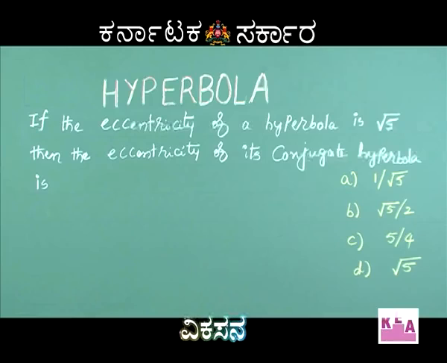Read the question. If the eccentricity of a hyperbola is root 5, then the eccentricity of its conjugate hyperbola is: options are A, 1 by root 5; option B, root 5 by 2; option C, 5 by 4; option D, root 5. So before solving this example, again note one simple equation of conjugate hyperbola I would like to tell you.